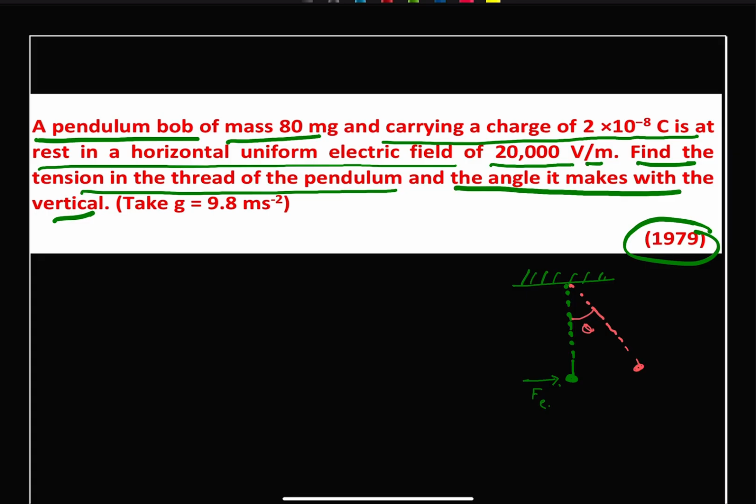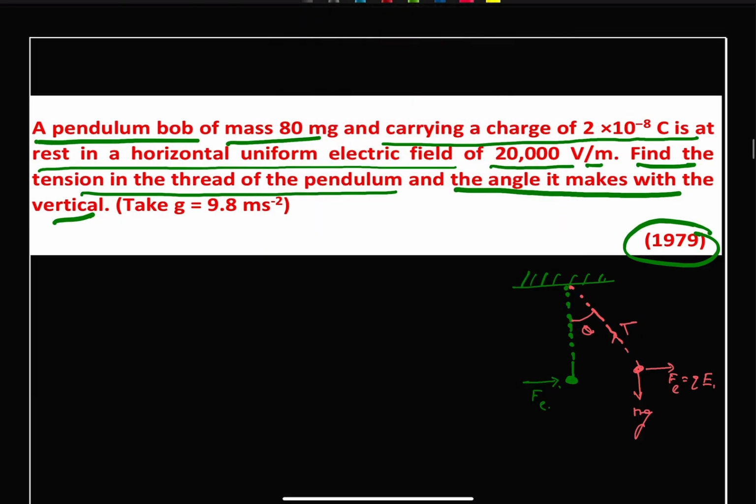And then the force which will be acting here will be mg in the downward direction, and there will be tension T, and we have a force due to electric field, that is Fe, which will be equal to charge multiplied by electric field. And we can divide this tension into two components. This angle will be our theta, so we get this as T cos of theta, and we get T sine of theta.